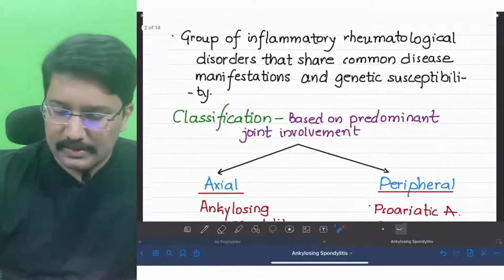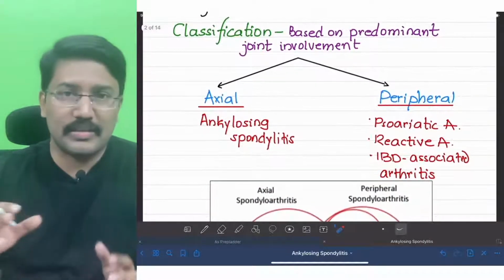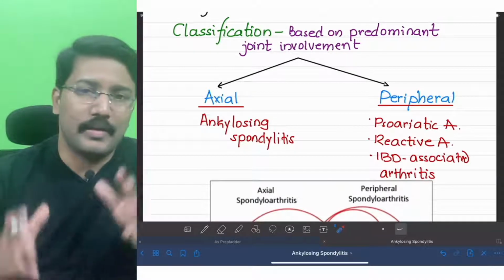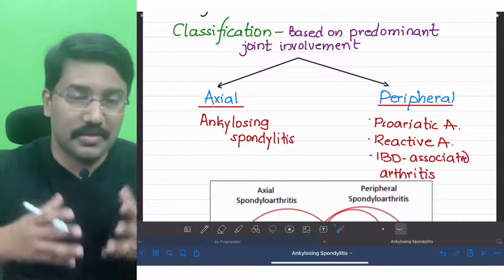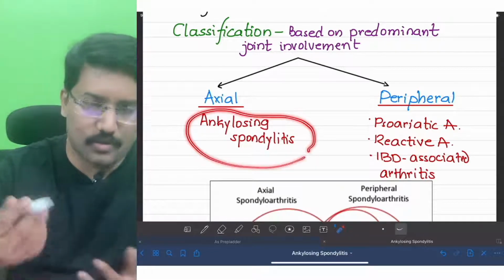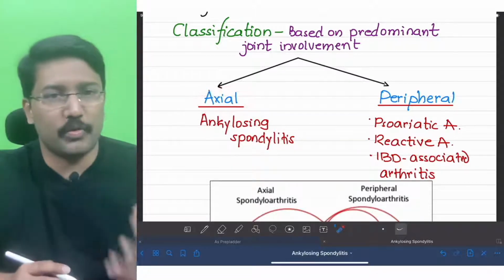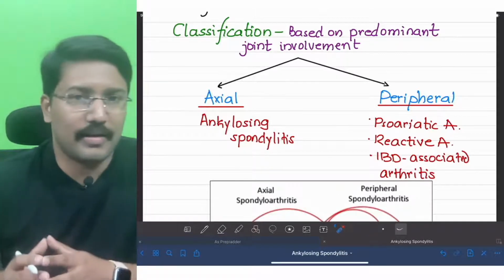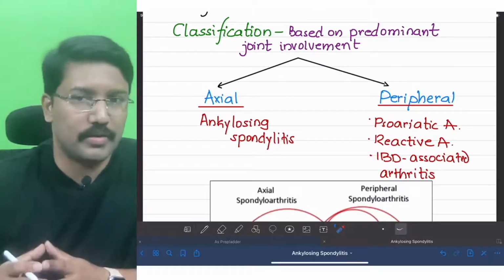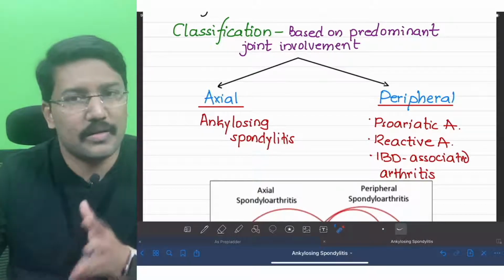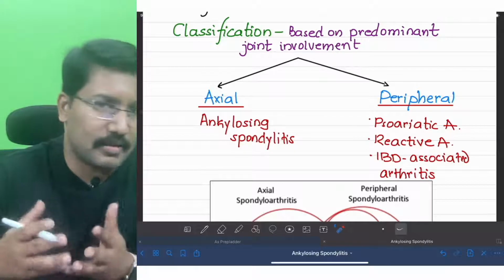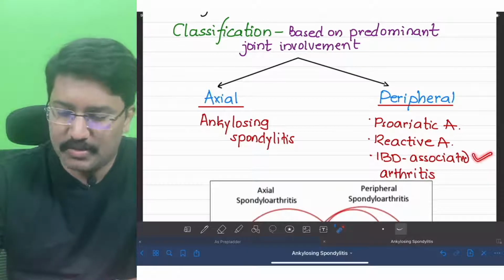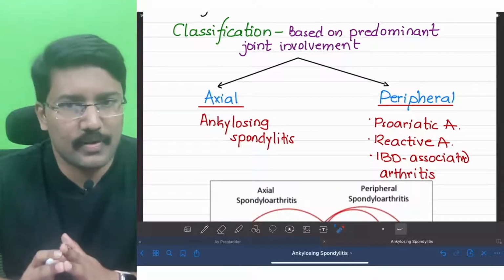Now, recent classification of the spondyloarthritis takes into account the predominant joint that is affected, the main joint that is affected. If it is the axial joints, spine and related joints which are mainly affected, then we call it axial spondyloarthritis, and the classical example for that is ankylosing spondylitis. On the other hand, if the joints that are affected are mainly peripheral joints, then we classify them under the heading of peripheral spondyloarthritis. Classical examples include psoriatic arthritis, reactive arthritis, and IBD associated arthritis.